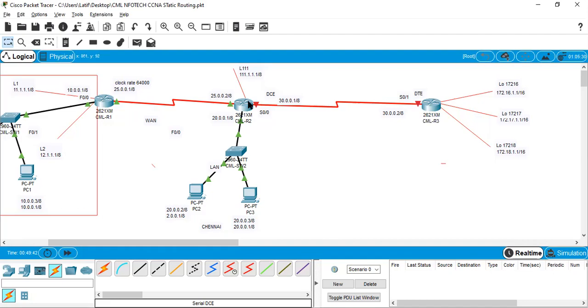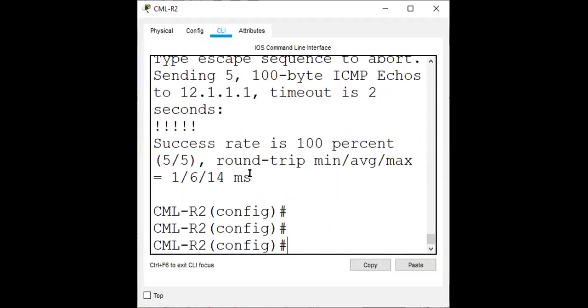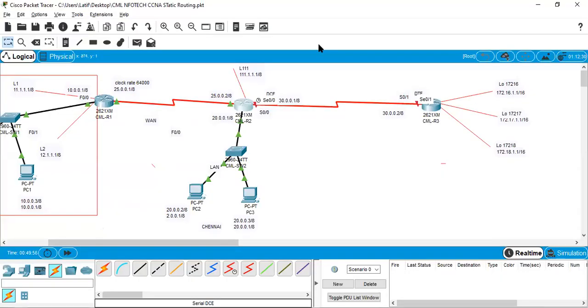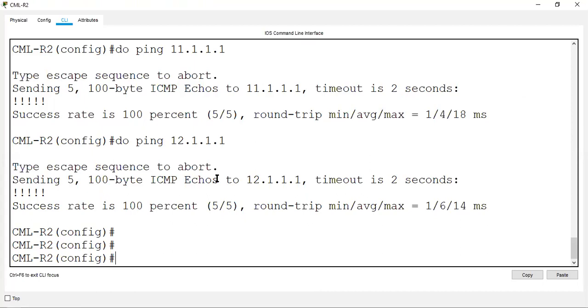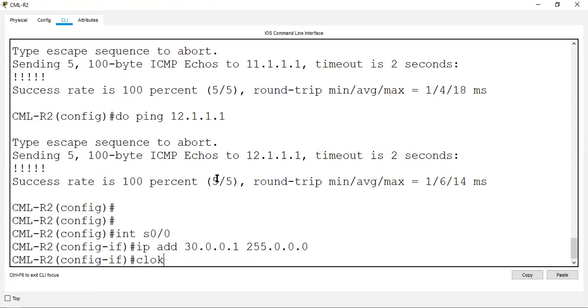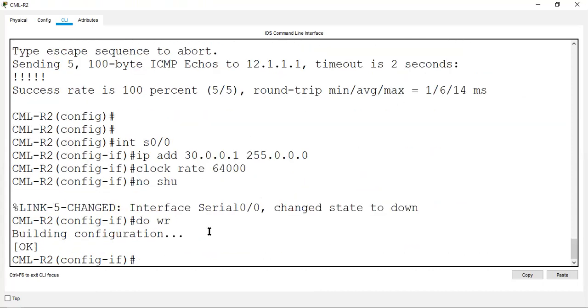So let's say R2. So we'll look into which physical interface it is. So let's put the mouse here, S00. So we'll go to R2, interface S00, IP address 30.0.0.1 255.0.0.0, clock rate 64000, no shut. We configure the static routing. Sorry, we configure the interface configuration.